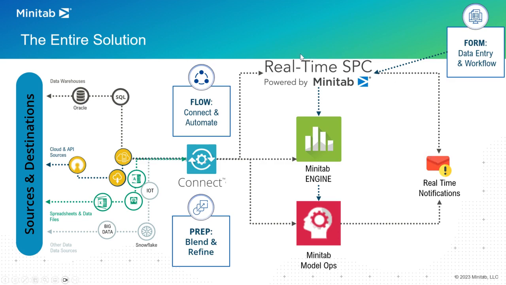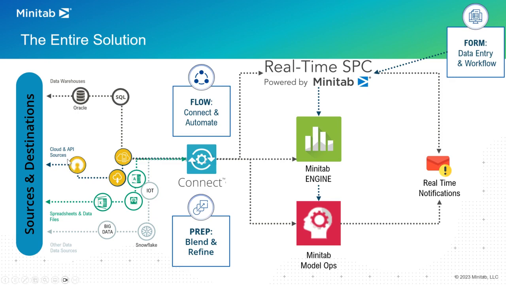Now, as we start collecting a lot of data over time, we can take that data and push that data into Minitab's engine. And using the Predictive Analytics module, we can identify the best model that fits data for the variables that we're using, and take that model and send it directly into Minitab Model Ops. Now we've taken the model that we've built on our real-time SPC data into Minitab Model Ops.